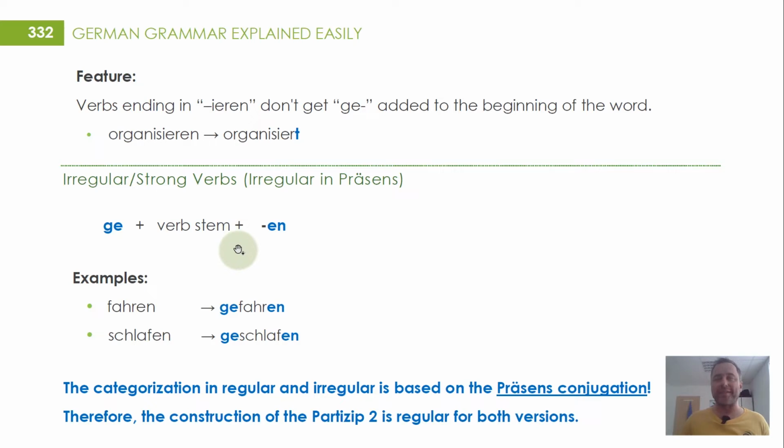Irregular in present tense. Again, it's not the irregular creation of the past participle. It's just the irregular or strong verbs in the present tense. So the moment you have a vowel change in the present conjugation, like in fahren. Fahren is du fährst. We still use the GE.